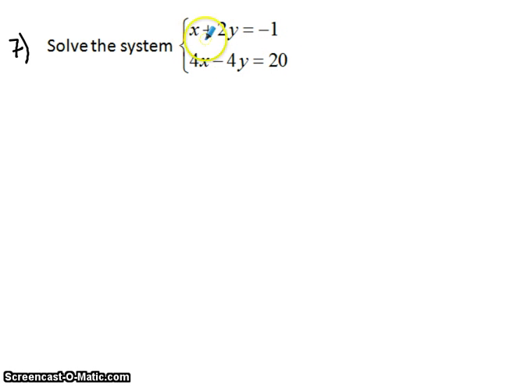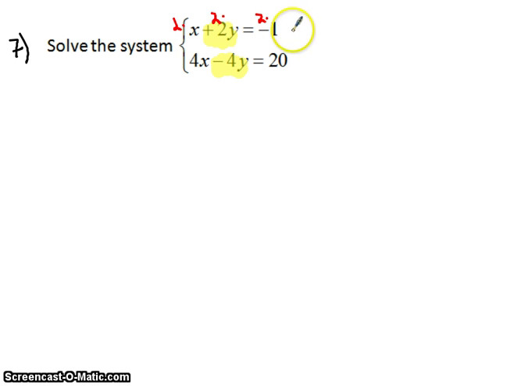So in looking at the two variables, I could either zero pair the x by multiplying the top by -4, or I could zero pair the y, which I'll choose in this case, by multiplying the top equation by +2. If I multiply this by +2, I'll end up with +4y, and the bottom equation a -4y to zero pair the y's. So I will multiply by 2 all the way across.